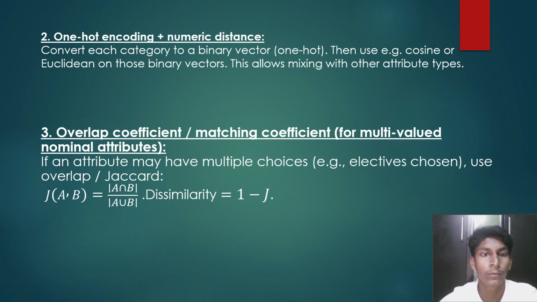Third is the overlap coefficient, or matching coefficient, for multi-valued nominal attributes. If an attribute may have multiple choices, for example electives chosen, use the overlap Jaccard. J(A, B) equals intersection of A and B divided by A union B. That is, the similarity equals 1 minus J.